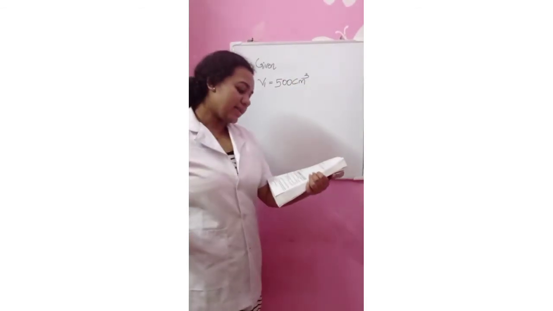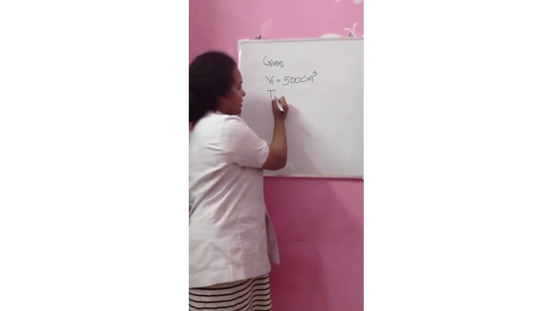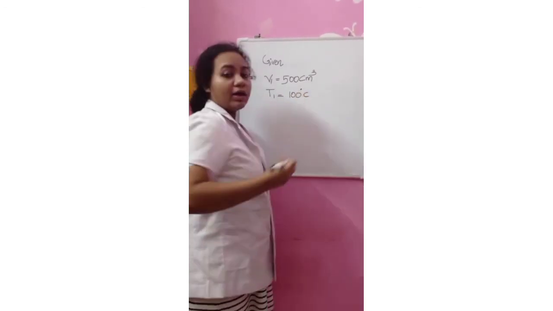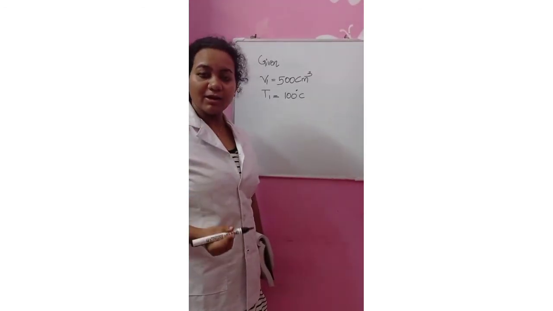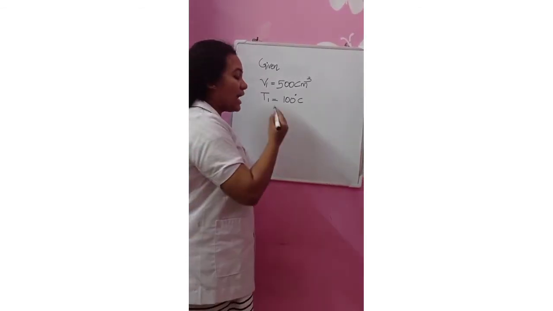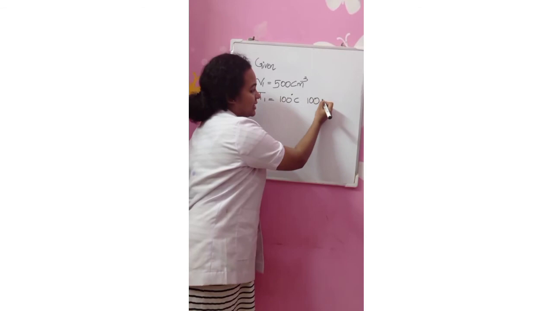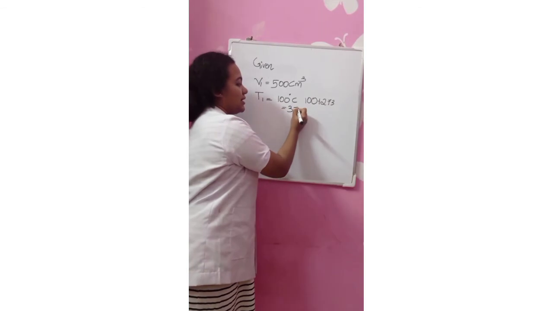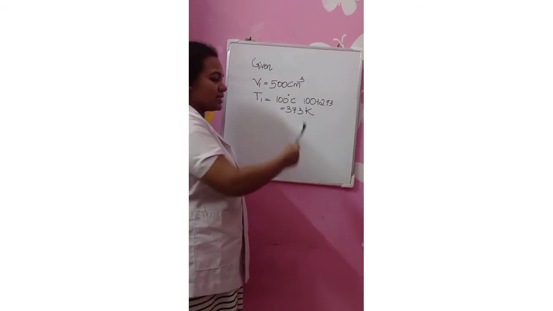Then another thing is T1. The first temperature is T1, that is 100 degrees centigrade. So doing problems in Charles law, we have to keep in mind that we have to convert the centigrade to Kelvin. How to convert the centigrade to Kelvin? We have to add 273 to this. So 100 plus 273 will get 373. So the temperature 100 degrees centigrade will be 373 Kelvin. So T1 is equal to 373 Kelvin.